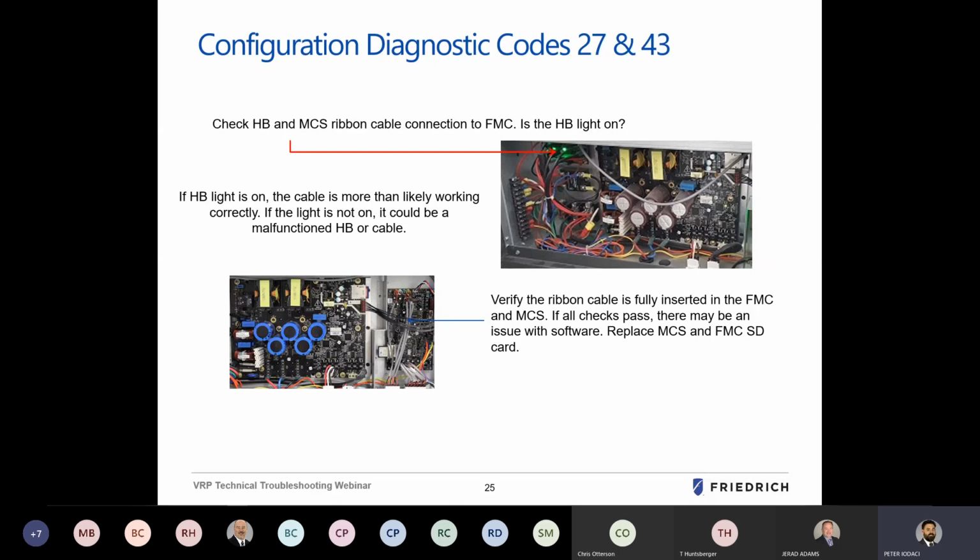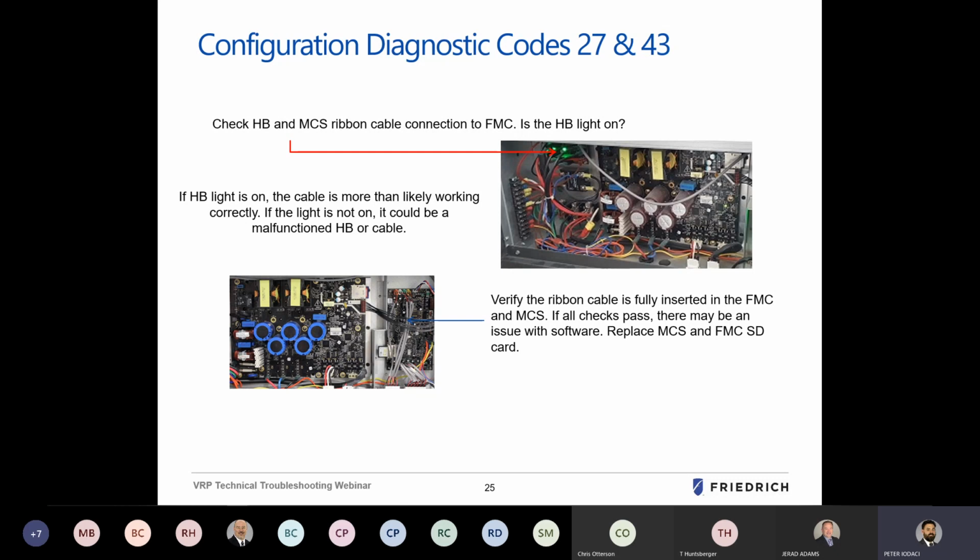If it happens that you get both an error code 27 and a 43, the first thing you're going to look to is the FMC to MCS ribbon cable. So a couple of quick steps that you're going to do. The first thing is you're going to take a look at your heater board, and you're going to verify that you have a green light on your heater board. Having the green light on your heater board, you can most likely assume that the cable that connects the FMC and the heater board is pretty good.